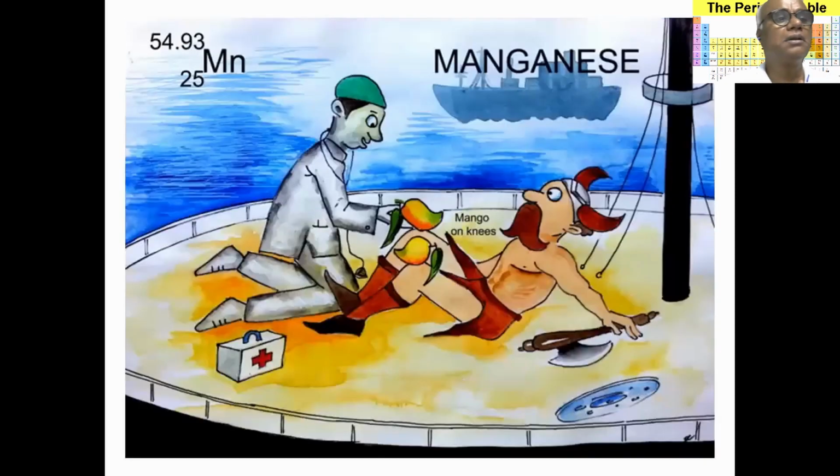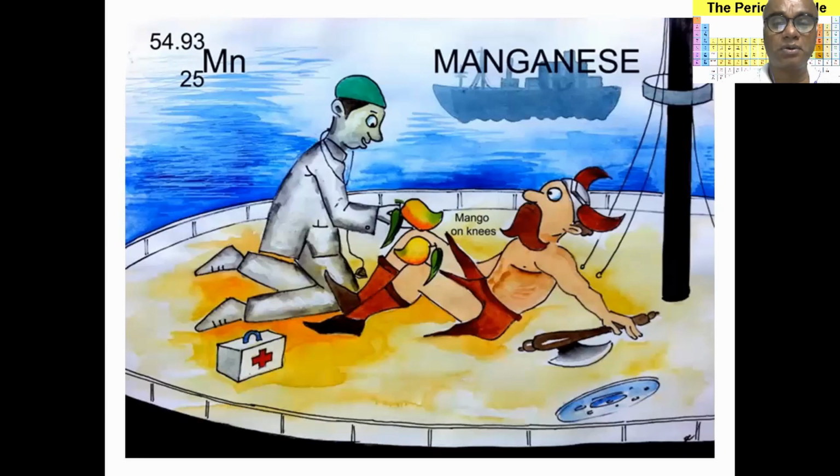And what is he doing? He is helping one of the injured soldiers by placing mangoes on the knees. Mangoes on knees, we can call it manganese.